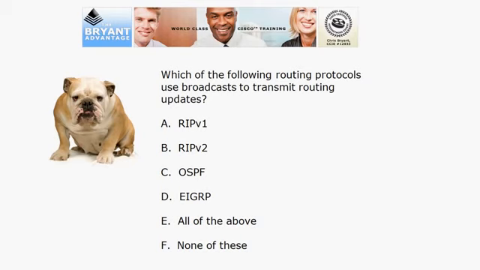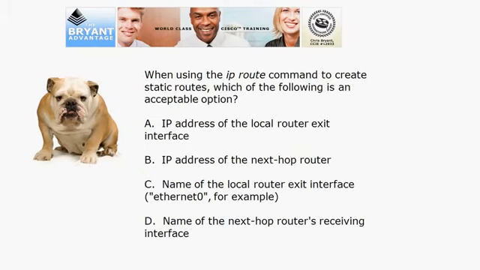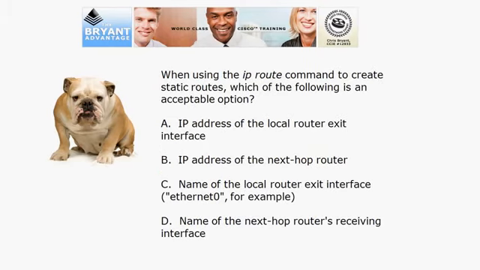Which of these routing protocols uses broadcasts to transmit routing updates? We'll head over to question 2. When using the IP route command to create static routes, which of these 4 are acceptable options? Sometimes we can use an IP address and sometimes we can use the name of an interface, but we need to know which is going to belong to the next hop and which is going to belong to the local router.